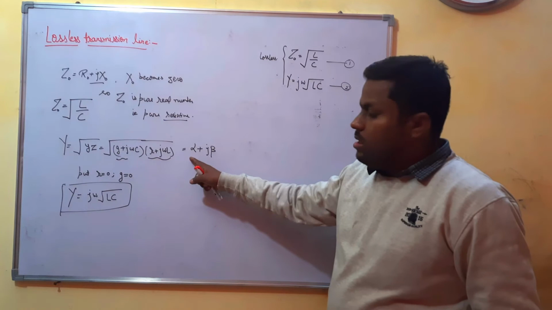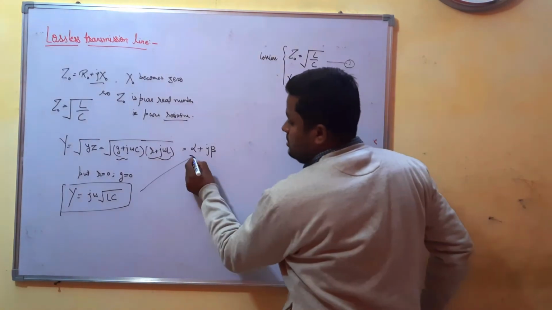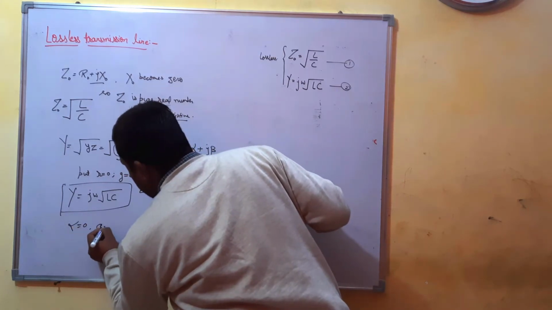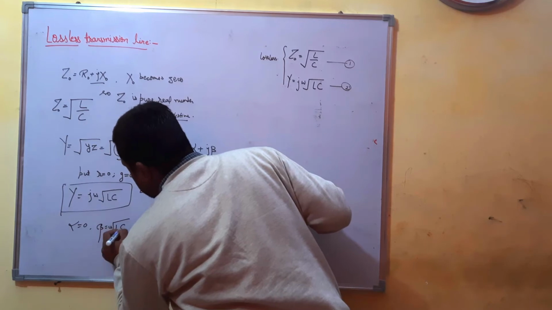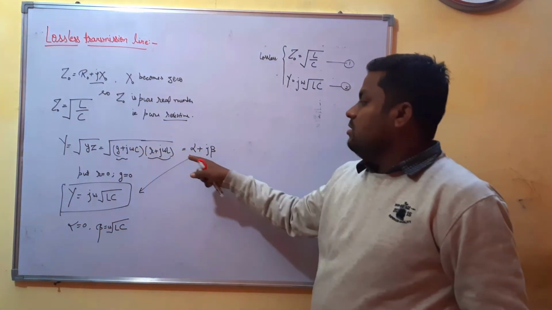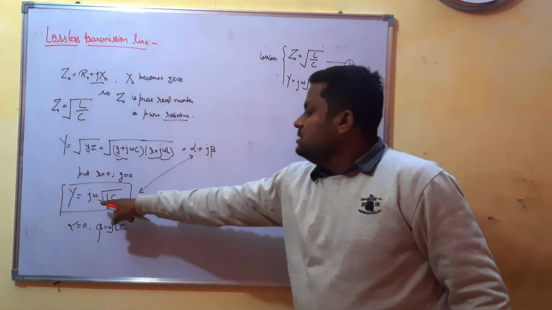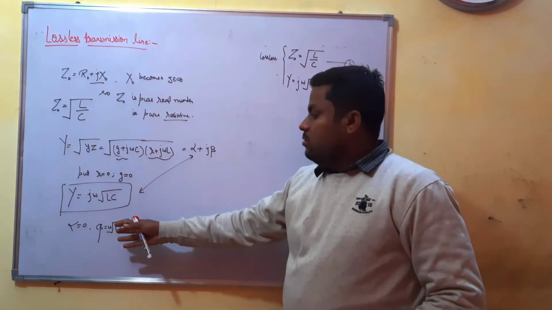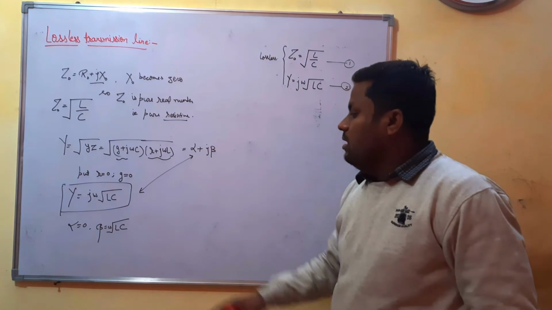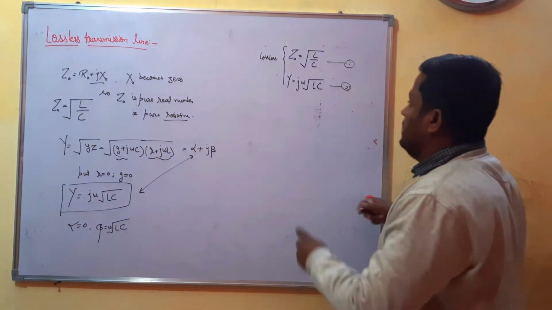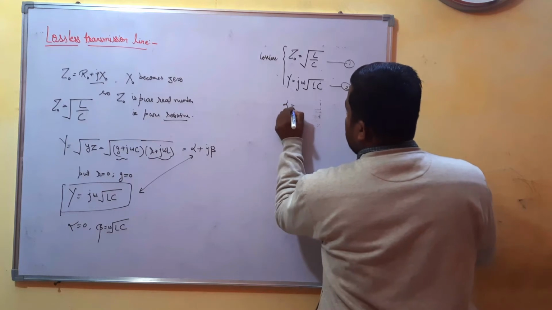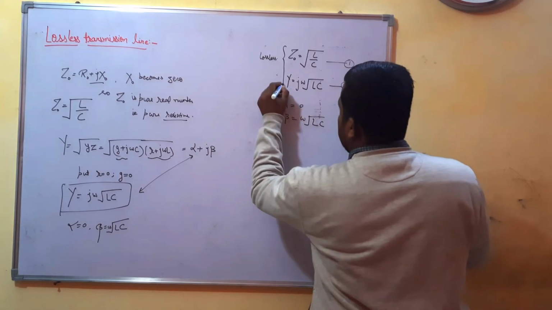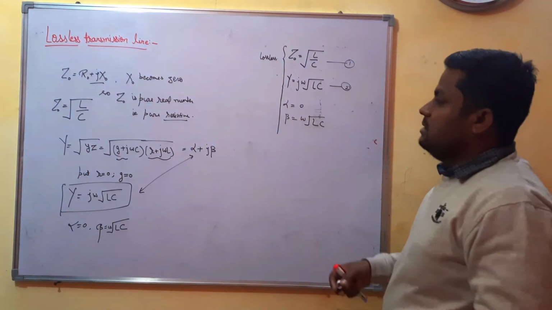So if we compare these two equations, we find that alpha is equal to 0 and beta is equal to omega under root LC. So gamma has only an imaginary term, that is j omega under root LC. Now we find the values of attenuation constant alpha and phase constant beta for a lossless line. Please write here: alpha is equal to 0 and beta is equal to omega under root LC. This is for a lossless line.